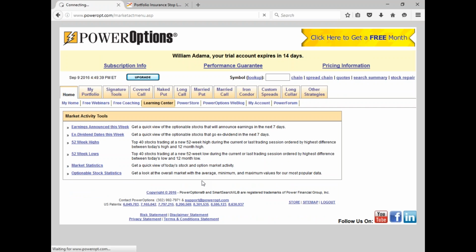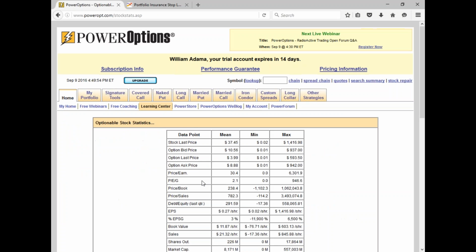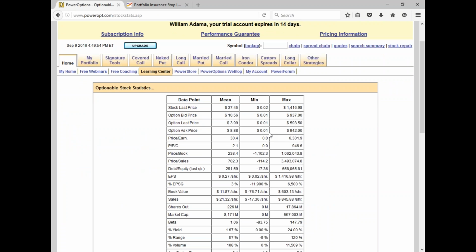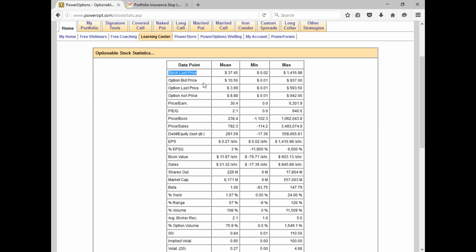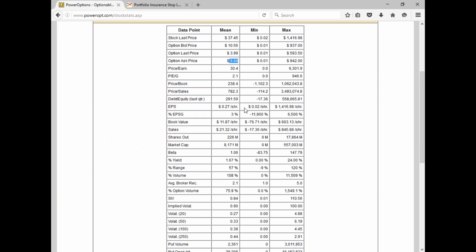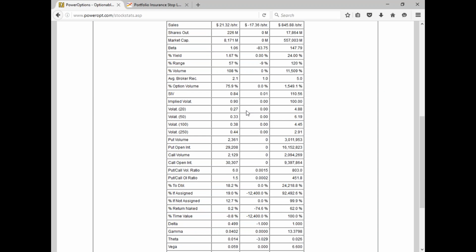What the optionable stock statistics are is an average where we can see the mean, minimum, and maximum of various securities. So stock last price, option bid price. The mean is about 10.56. Okay, option last, option ask, and so forth. All right, now why I wanted to come to this page is that down here, what you can see, of course, is the implied volatility, the 20-day, the 50-day, 100-day, and 250-day for the stocks, as well as what's called the SIV. That's the Stocks Implied Volatility Index.